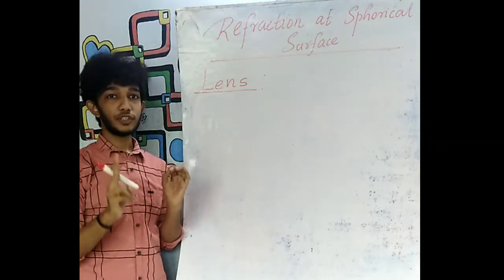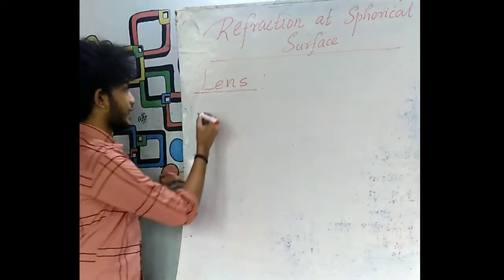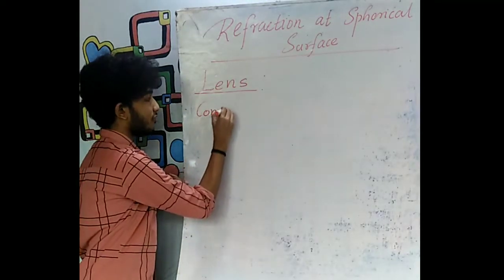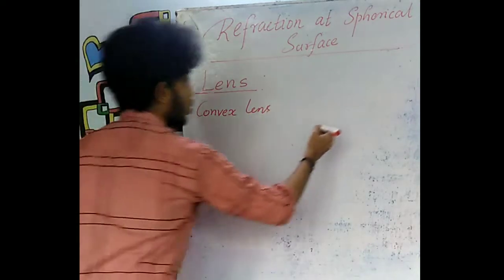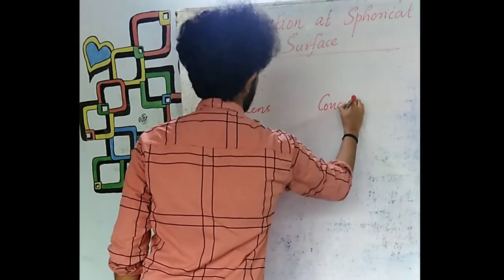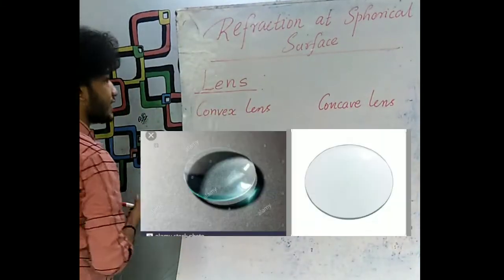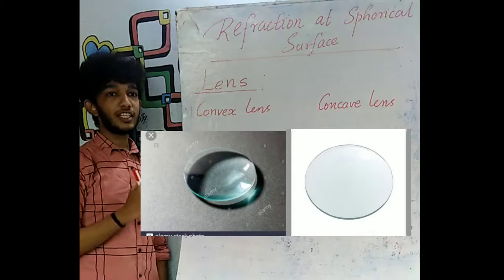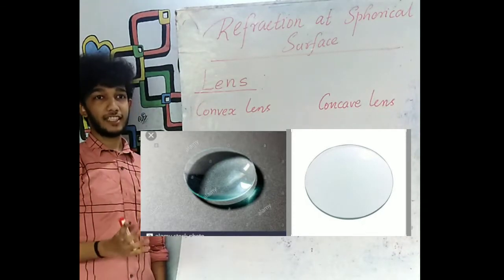So let me introduce before you the two different types of lenses. They are convex lens and concave lens. Convex lens and concave lens. On the screen you can have a picture of the convex lens as well as a concave lens.